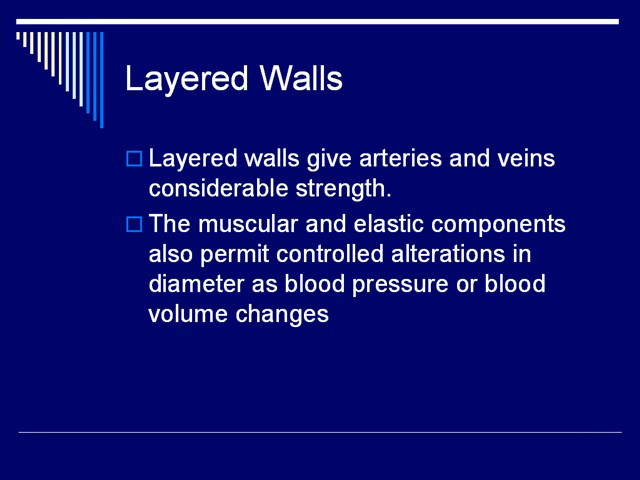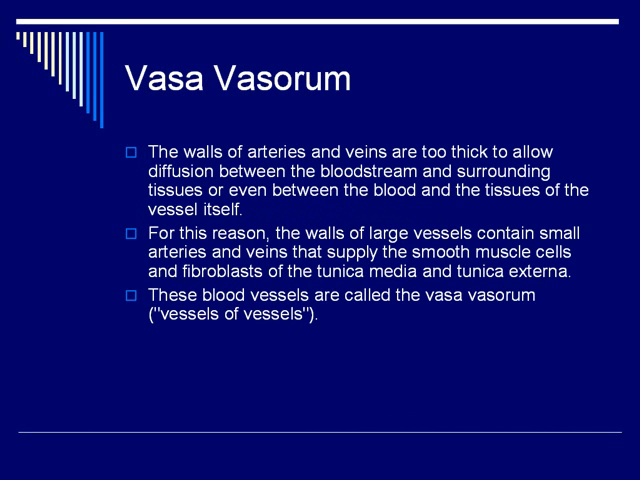Muscular and elastic components also permit control and alterations in the diameter of the blood vessel and blood volume and the changes. Now, blood vessels need blood too. Vasa vasorum, need to learn that, know how to spell it. Vasa vasorum. The walls of arteries and veins are too thick to allow diffusion between bloodstream and surrounding tissue, even between blood and the tissue of the vessel itself.